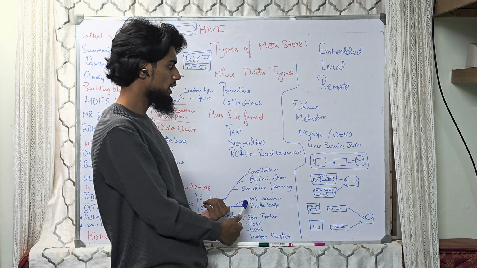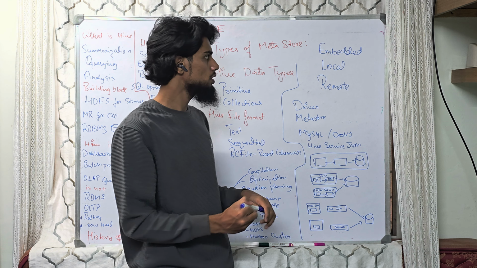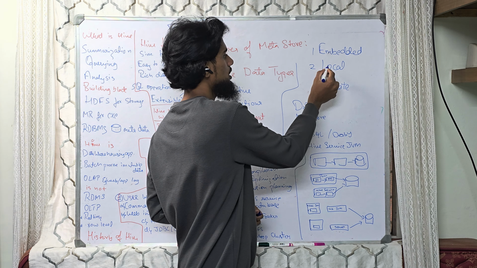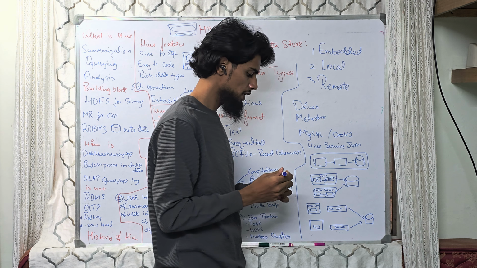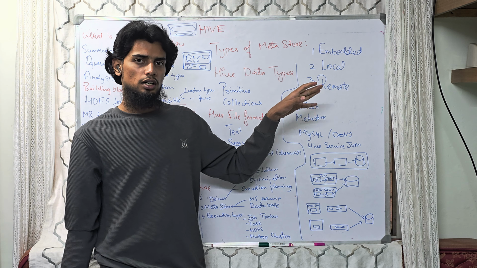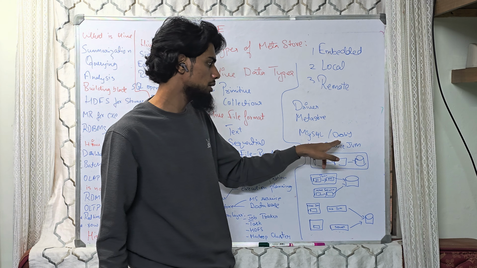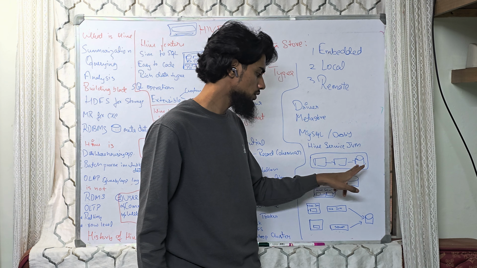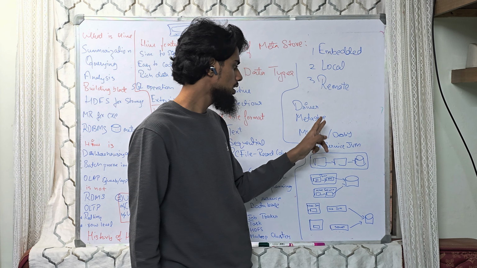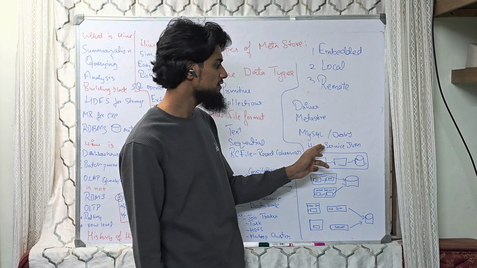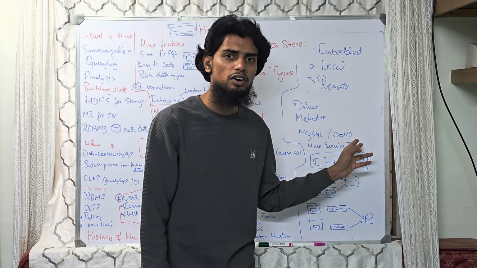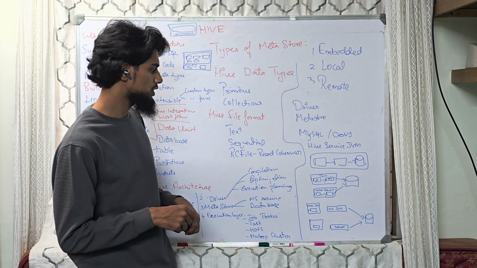We heard about Metastore, right? So there are three types of Metastore. One is embedded, another is local, and the third one is remote. For all the three Metastores, you just have to remember driver, Metastore, MySQL or Derby, both are the same, but Derby is only for the first, embedded Metastore, and MySQL for the remaining. Then Hive service JVM, this is Java virtual machine. VM is a virtual machine.